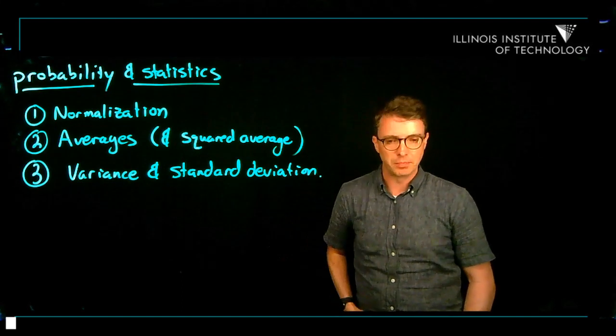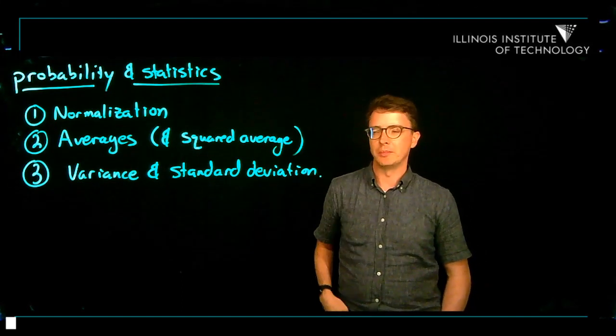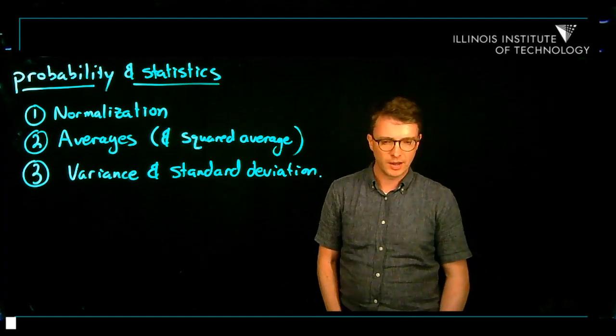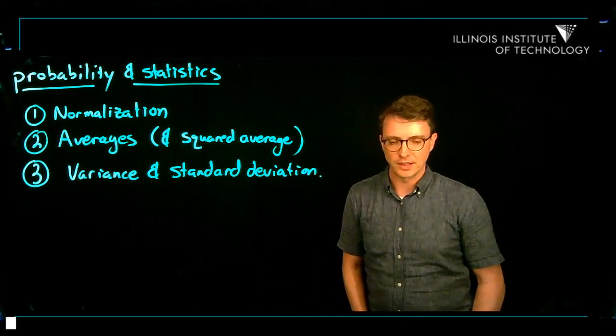So I'm just going to talk about some basics in this pre-lecture, about how probabilities have to be normalized, how to calculate averages and squared averages, and then the variance and the standard deviation.